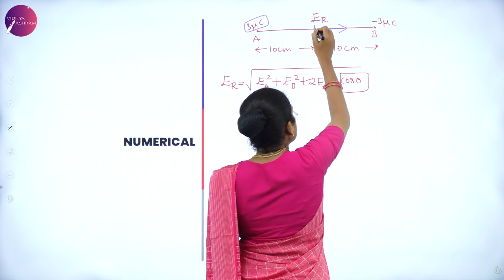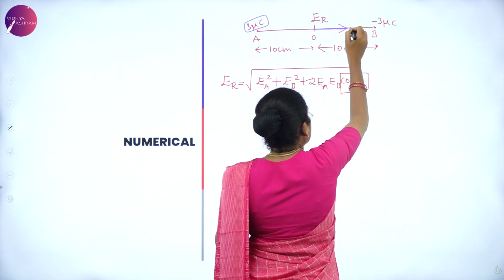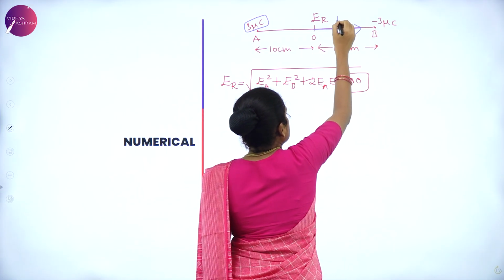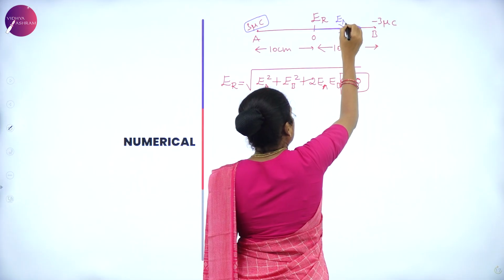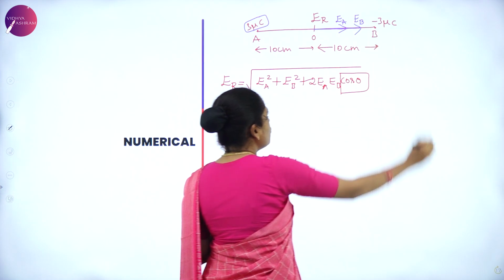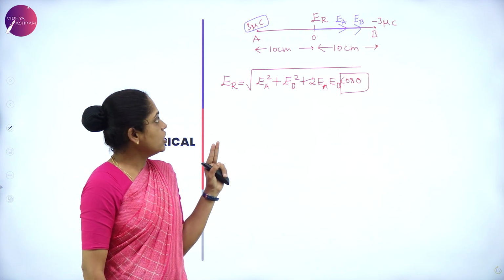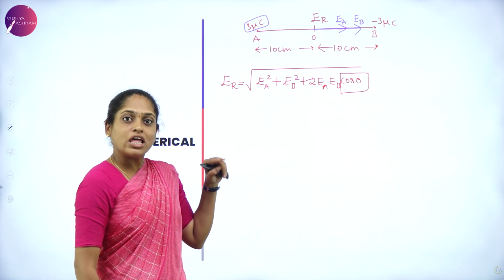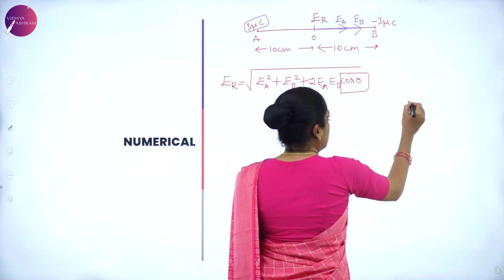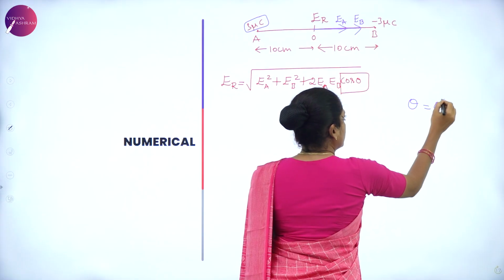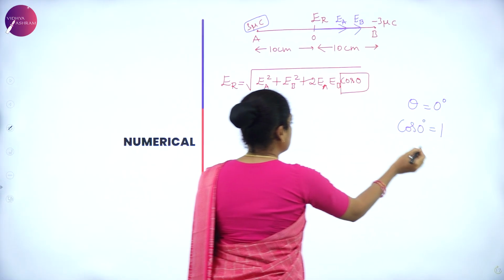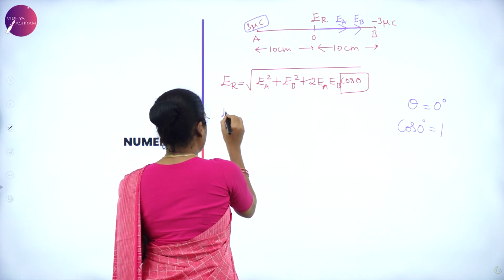So the negative charge electric field is towards itself. This is the electric field due to A and this is the electric field due to B. Now observe the direction. EA and EB both are in same direction. When both are in same direction, theta is equal to 0 degree. Then cos 0 degree is equal to 1. So this value substitute in the formula.